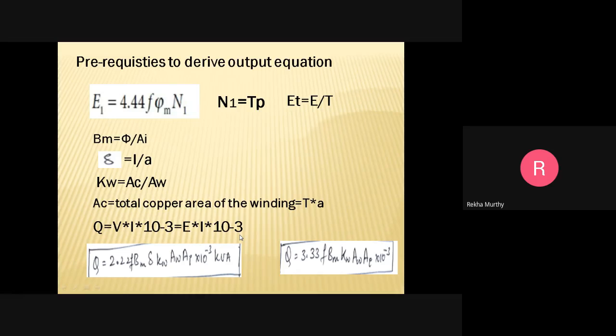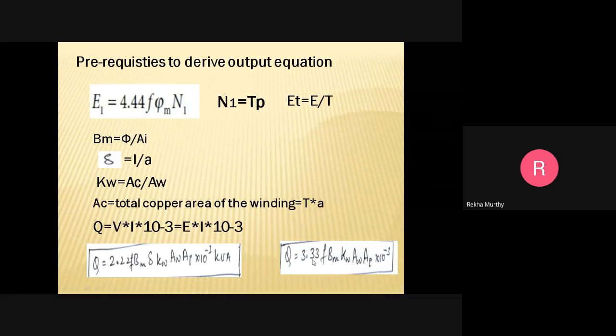Copied till here? Only till here you copy. Don't copy these two formulas down. Copy only till here. Done? Okay. Now, don't copy these two.